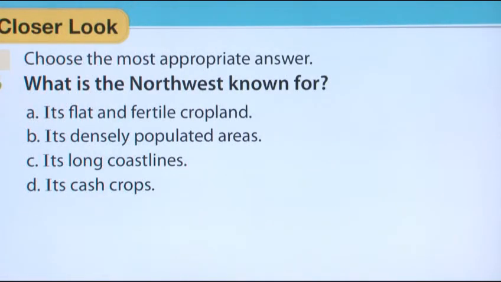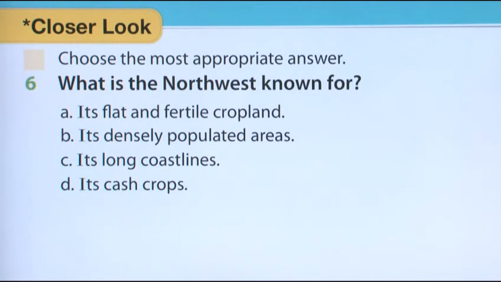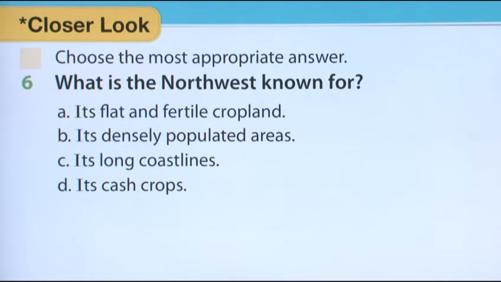Question 6, what is the Northwest known for? Is it A, its flat and fertile cropland, B, its densely populated areas, C, its long coastlines, or D, its cash crops? What do you think the answer is here? Well, the answer is C, its long coastlines along the Pacific Ocean, going along the coastline of California.